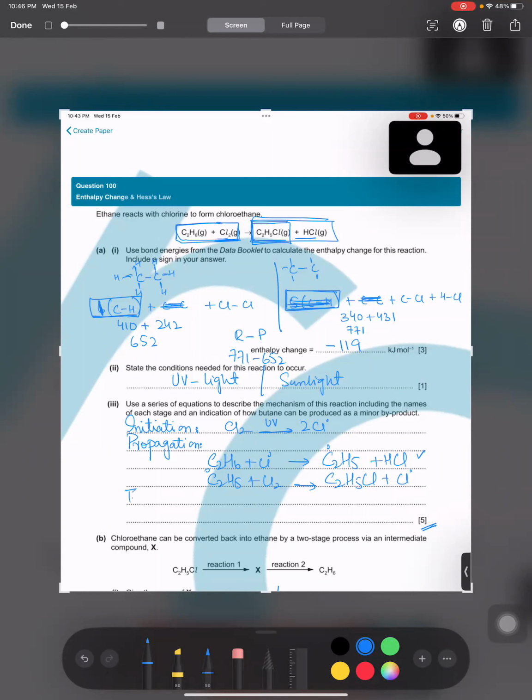देन टर्मिनेशन. अब टर्मिनेशन में भी कोई यहाँ पर उसने स्टिक नहीं किया, मेरे ख्याल से स्टिक किया है. कह रहा है each stage an indication of how butane can be produced as a minor product. तो वो क्या रहा है, ब्यूटेन बना के दिखा दें. सो ब्यूटेन बनाने के लिए you can use this C2H5 के जो रेडिकल है, अगर वो C2H5 के ही रेडिकल से मिल जाएगा, so we know that it will form butane, right बच्चों.